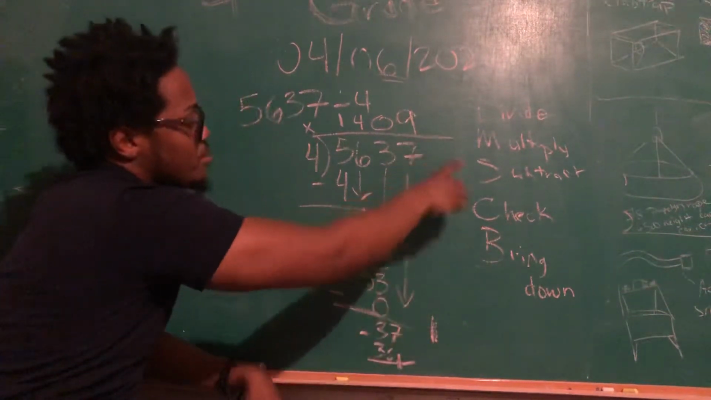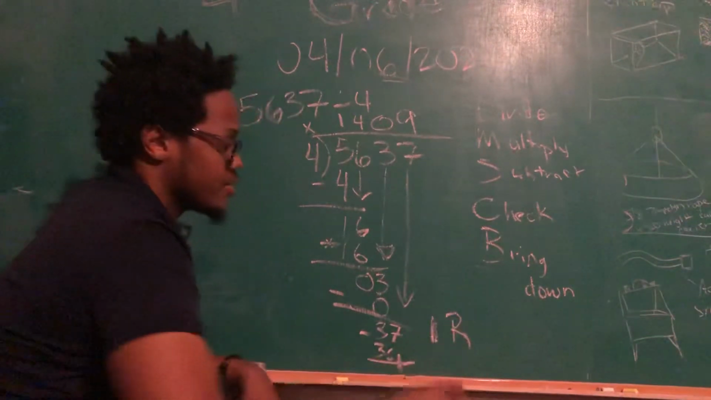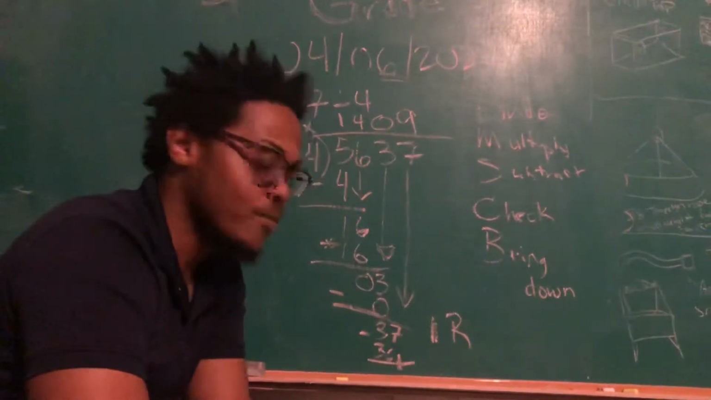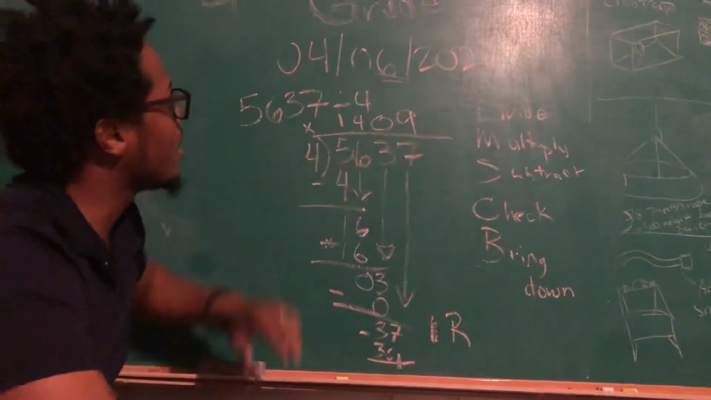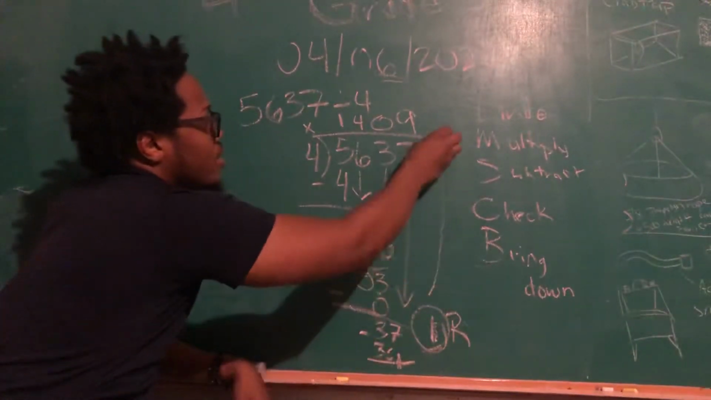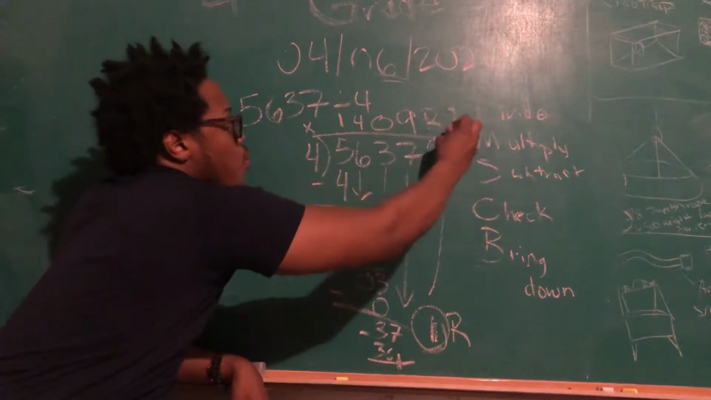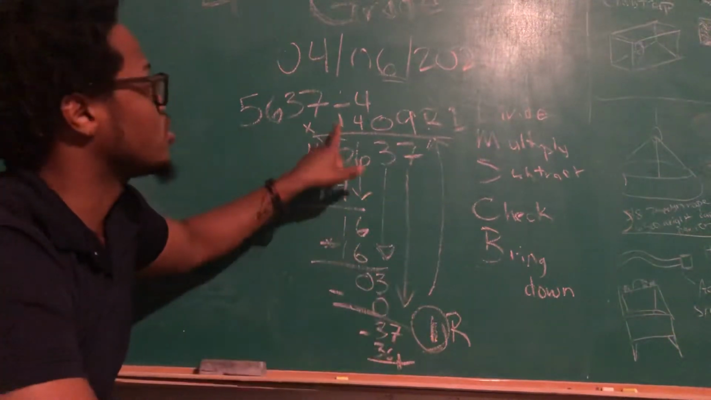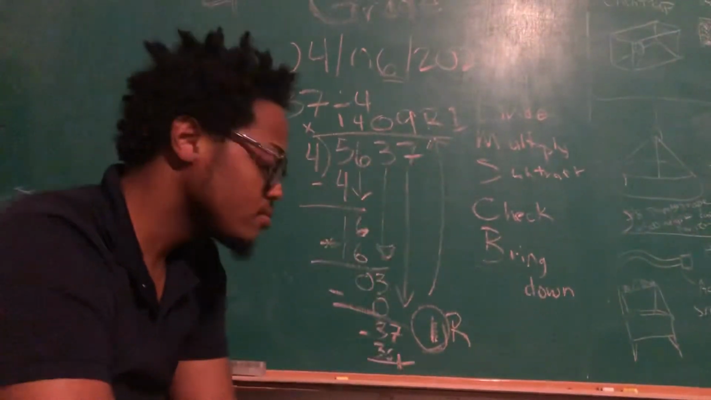There's no other number to bring down. So this 1 that's left over is called a remainder. Okay, I have 1 as my remainder. So that means when I actually write the problem, I'll take this 1 that was left over and put it here. I'll put remainder 1. So my answer was 1,409 with a remainder 1.